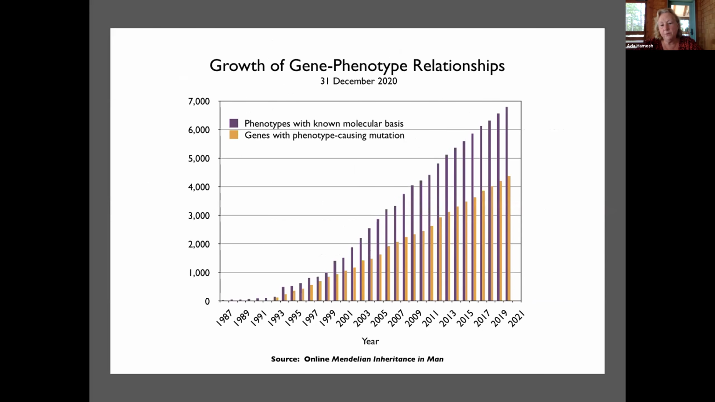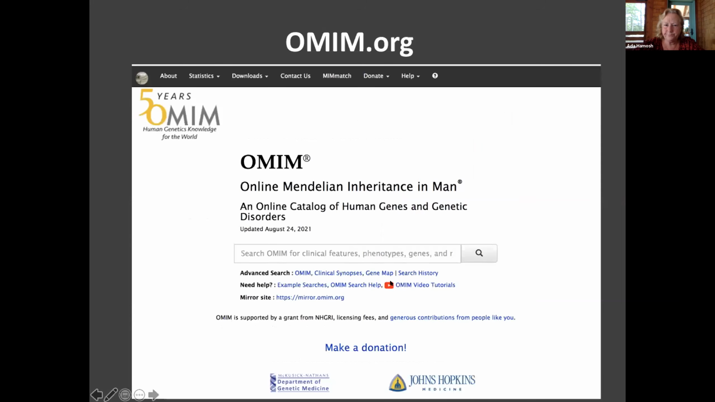This is a graph that we maintain that shows the growth of gene phenotype relationships. This is through the end of last year. As of today, if we drew it today, it would end at about just shy of 7,000, and this would be 4,500. So we're continuing to make progress. There's no slowing down in this growth of our knowledge of Mendelian disease.